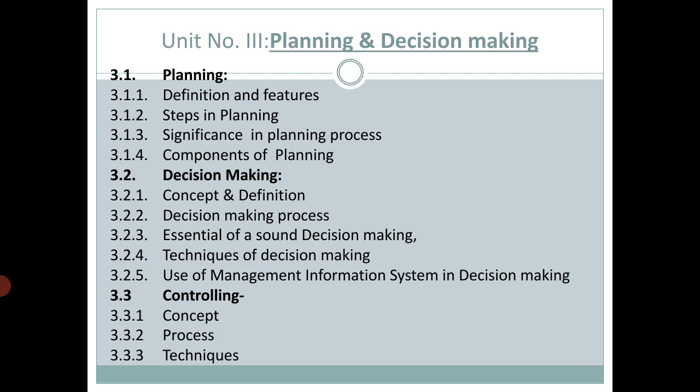Then controlling: what is controlling, what is the meaning of controlling, what are the different techniques. The function of controlling is divided into two types of techniques. The first part is the traditional technique, and the second part is the modern technique. So you need to remember what the different techniques included in traditional techniques are, and what the different techniques included in modern techniques are. If we are clear with this, then it will be easier for us to answer the questions related to planning and decision making.